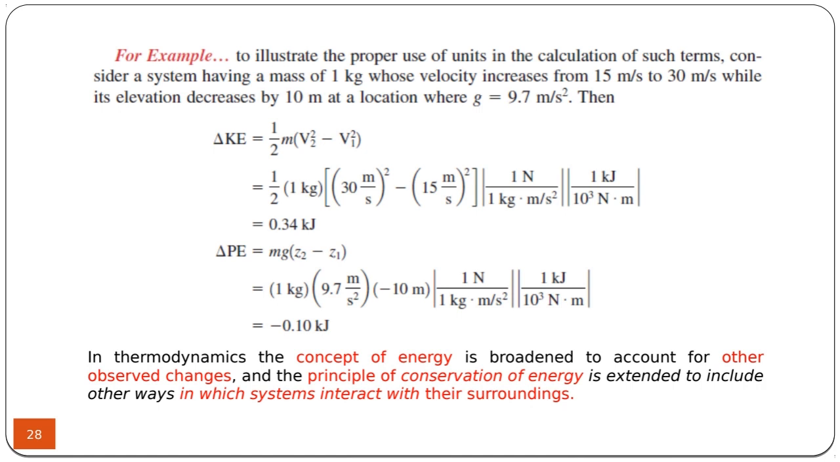For instance, a substance, let's say a system, could be a car, is accelerating from 15 meters per second to 30 meters per second. So its kinetic energy change is 0.34 kilojoules, or 340 joules. And meanwhile, its elevation decreases by 10 meters. So because of this elevation decrease, its potential energy change is minus 0.10 kilojoules or 100 joules.